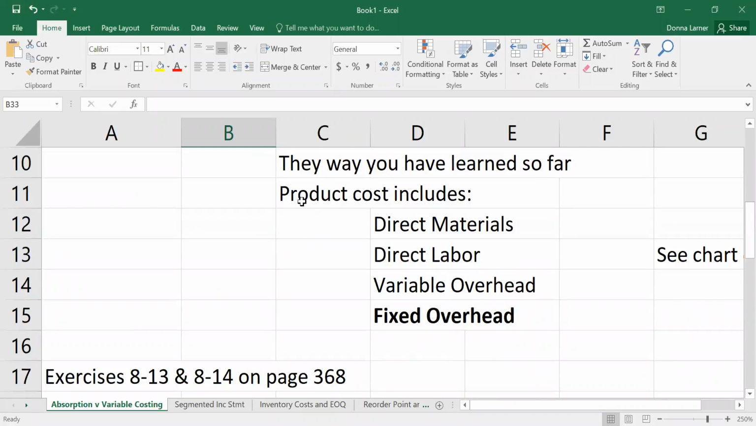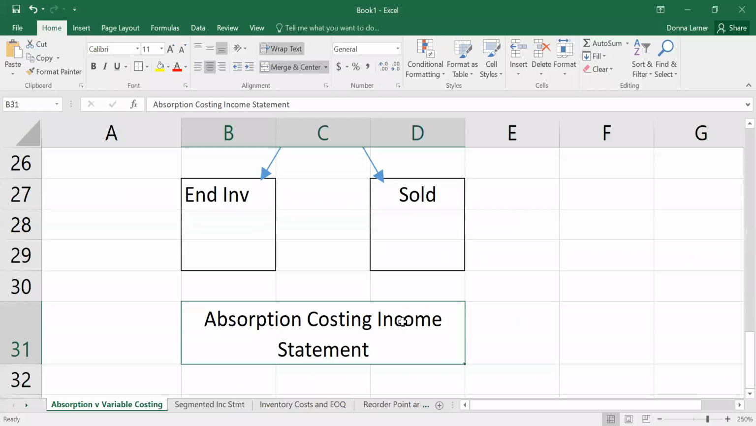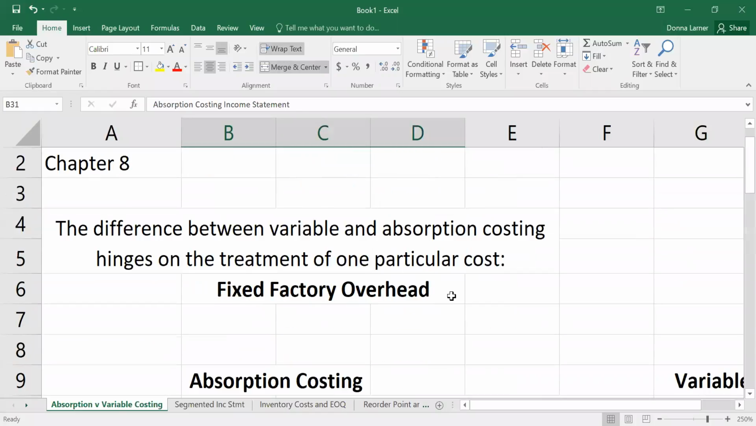Just to review, in absorption costing, product costs include direct materials, direct labor, variable overhead, and fixed overhead. The thing that this all hinges on is that we've been sticking fixed overhead in as a product cost. And then expenses are the period costs: selling expenses, general and administrative expenses, those were period costs.